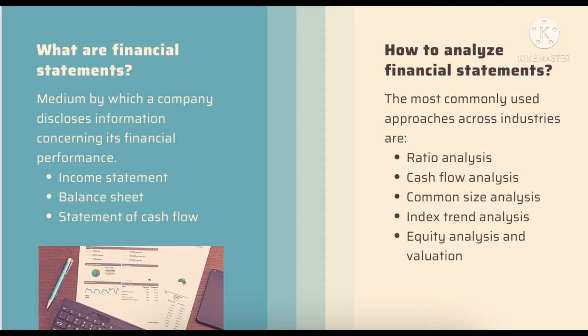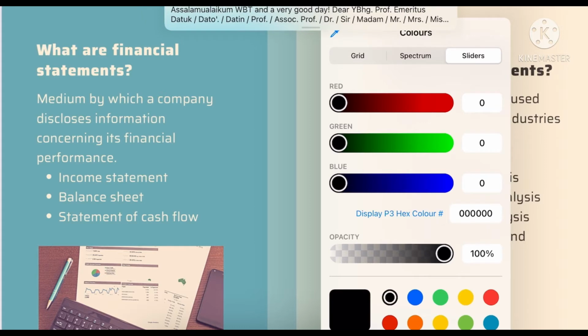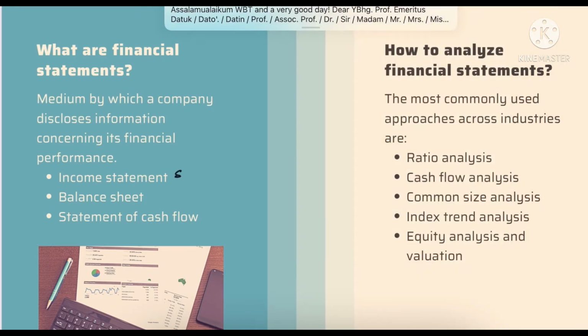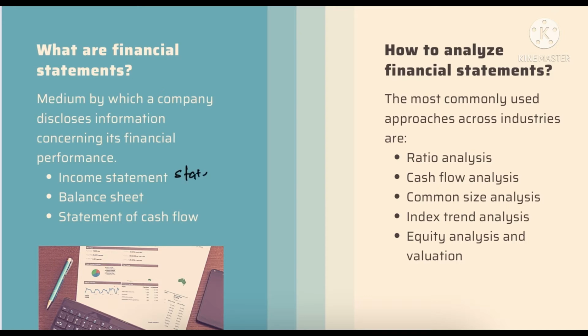Next, what are financial statements? The financial statements are the medium by which a company discloses information concerning its financial performance, such as the income statement, balance sheet, and the statement of cash flow. The income statement is also known as the statement of financial performance, to look at the performance of the company, whether they are making profit or not.